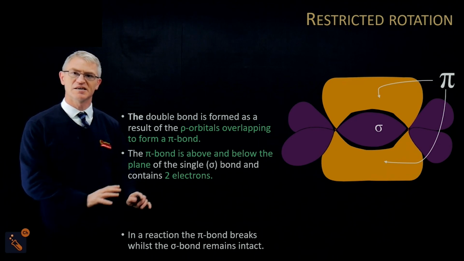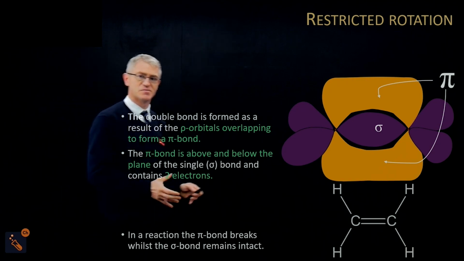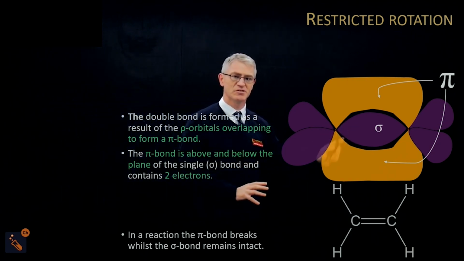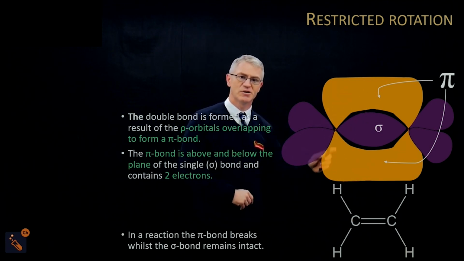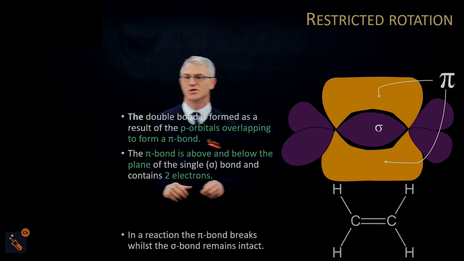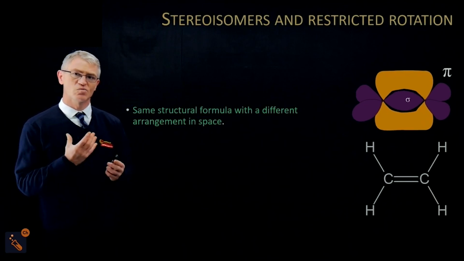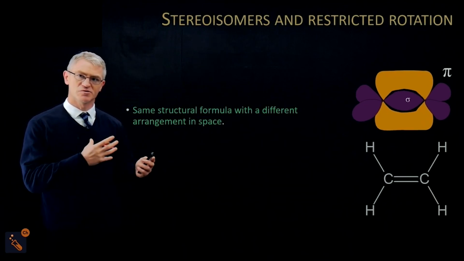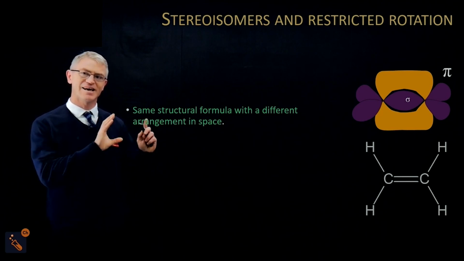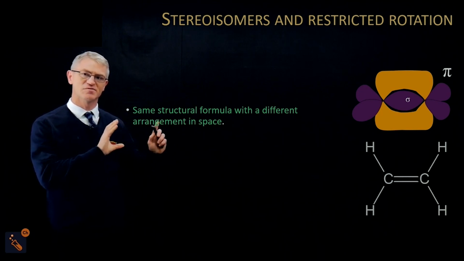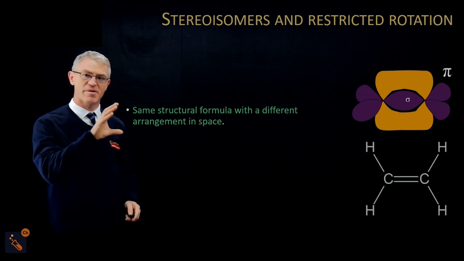And we'll show you that in mechanisms when we've gone over them in videos. So here you have it. Just to go over it one last time, this sigma bond is this single bond, and then this pi bond, above and below the plane of the sigma bond, is the second bond of the double bond. Now, we're going to move on to stereoisomers and restricted rotation. A stereoisomer is something that has the same structural formula with a different arrangement in space. So that's a definition, and you need to remember it.